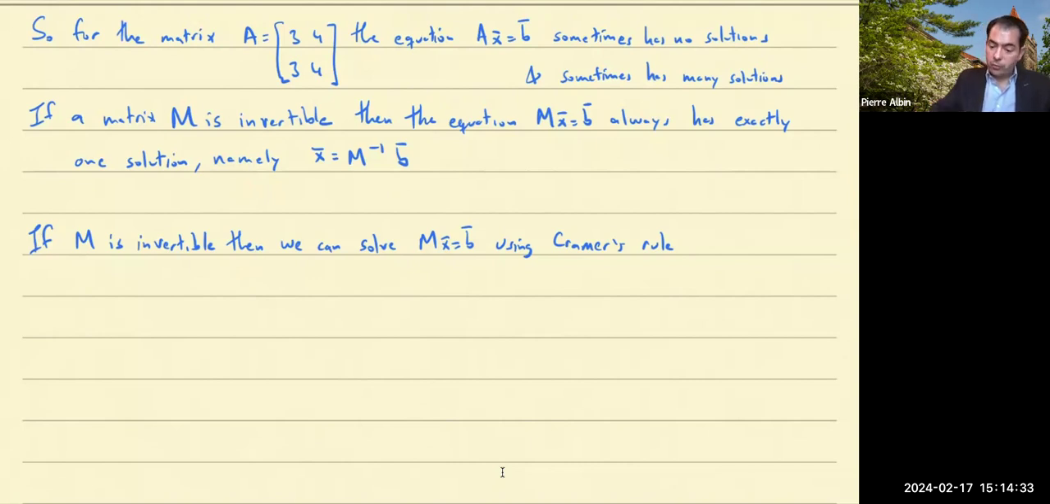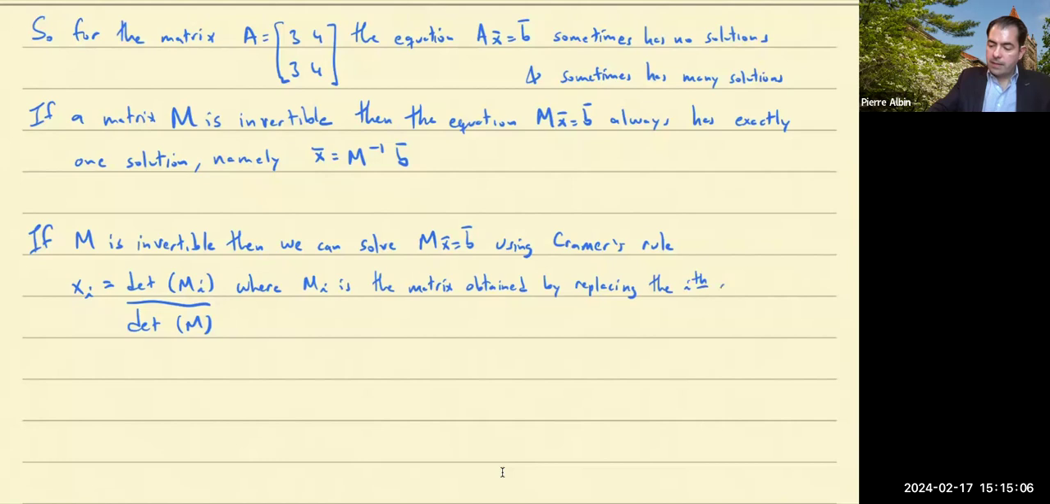And what this rule says is that the ith coordinate of this vector x is equal to the determinant of, let's call it M sub i, divided by the determinant of M, where M sub i is the matrix obtained by replacing the ith column of M with the vector b.